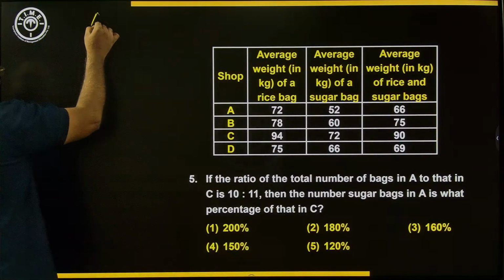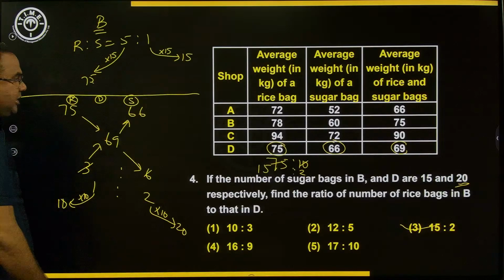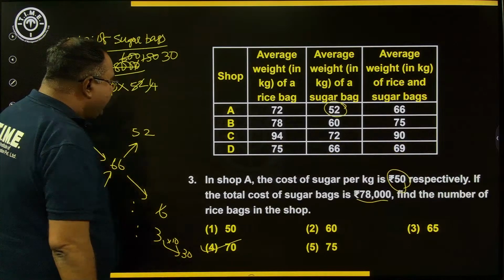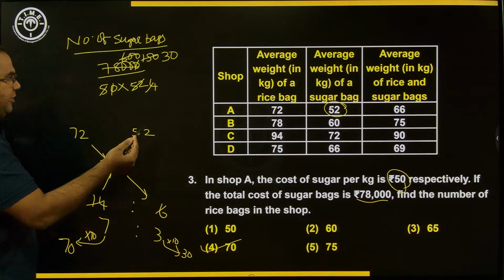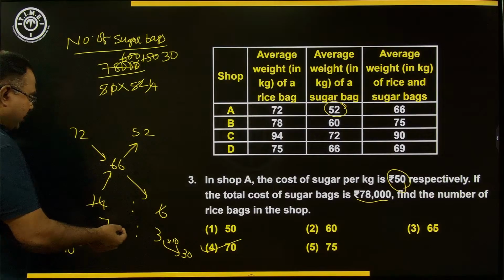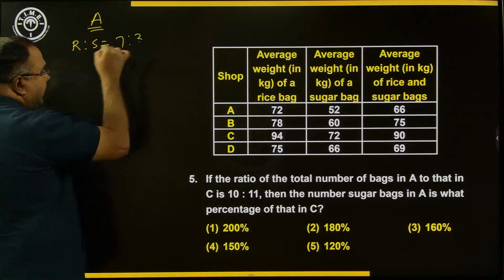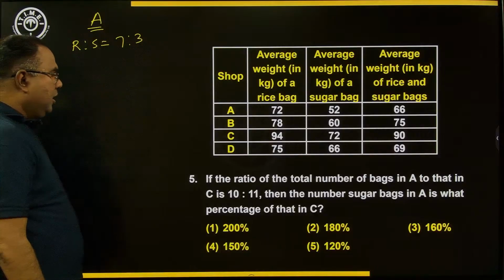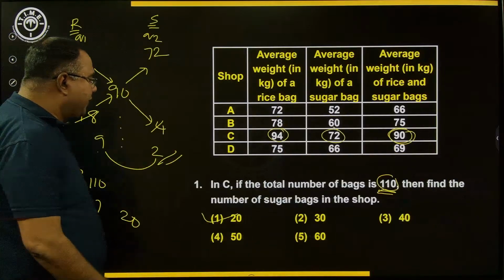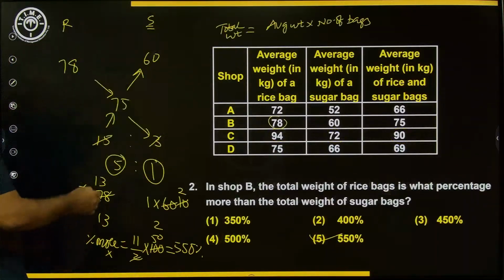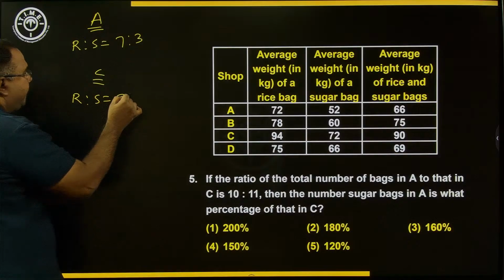What is the ratio of rice bags to sugar bags in A? Don't calculate; we have already done this in the previous question. A, rice bags to sugar bags is how much? 72 and 52. We have done it here. What is the ratio? 7:3. Right? What's the other one? C. C also we have done in the previous question. Rice bags to sugar bags, we did in the first question. Rice is to sugar is 9:2.